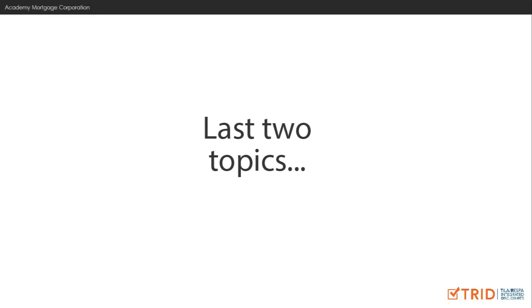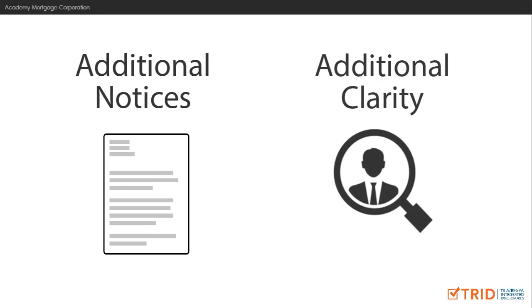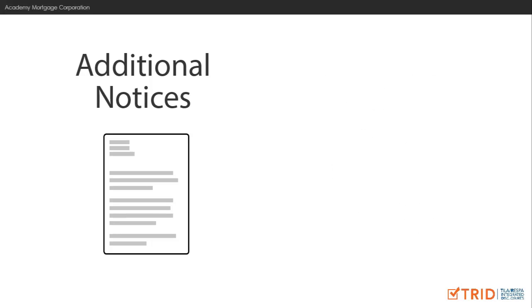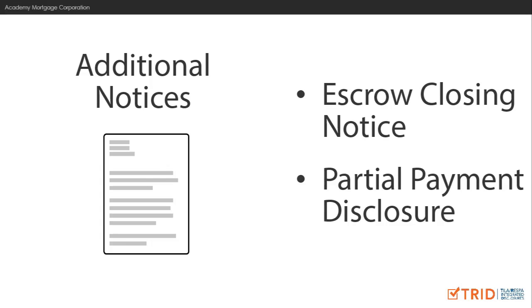The last 2 topics we will touch on today are additional notices and additional clarity. In addition to the disclosures discussed, be aware that the following notices may be required after loan consummation: escrow closing notice and partial payment disclosure.